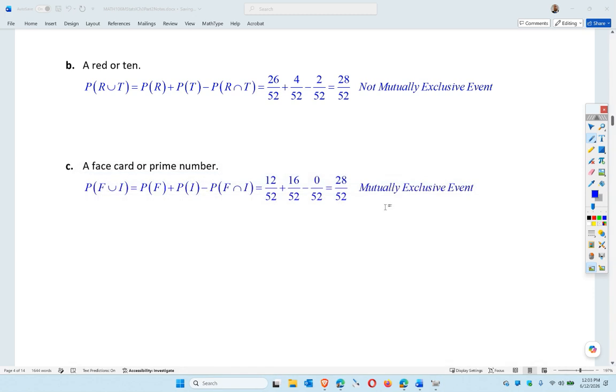All right. That's the end of that section there. And also, you can list out the items too if you want. Mutually exclusive. Okay.